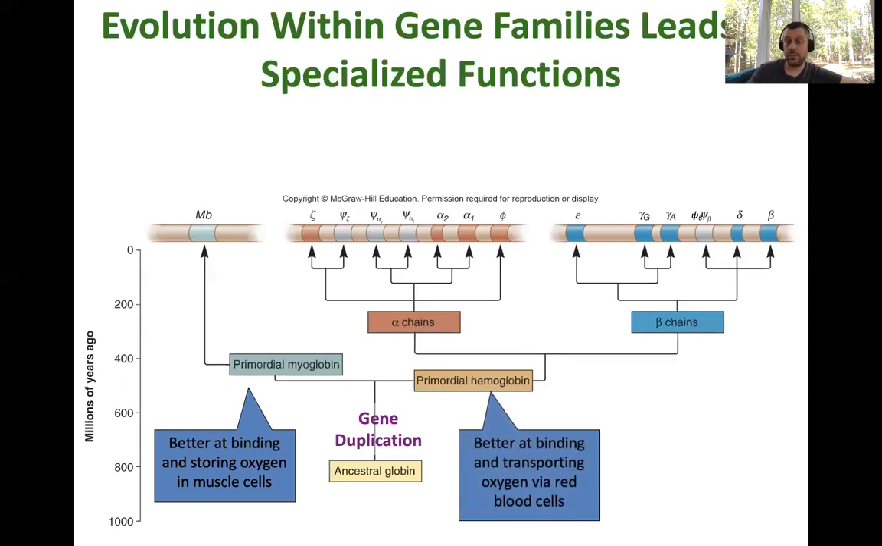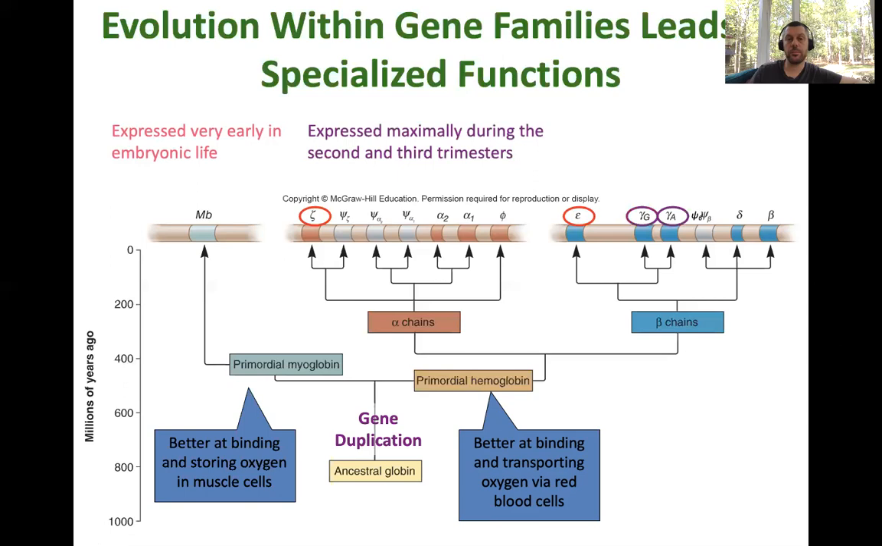The second version of this gene became better at binding and transporting oxygen in your red blood cells. That's handy. We all use that every day to transport oxygen from our lungs to our tissues. That gene was duplicated again to give you alpha chains and beta chains. And now you actually have lots of versions of this gene that do slightly different things in your blood to allow it to carry oxygen.